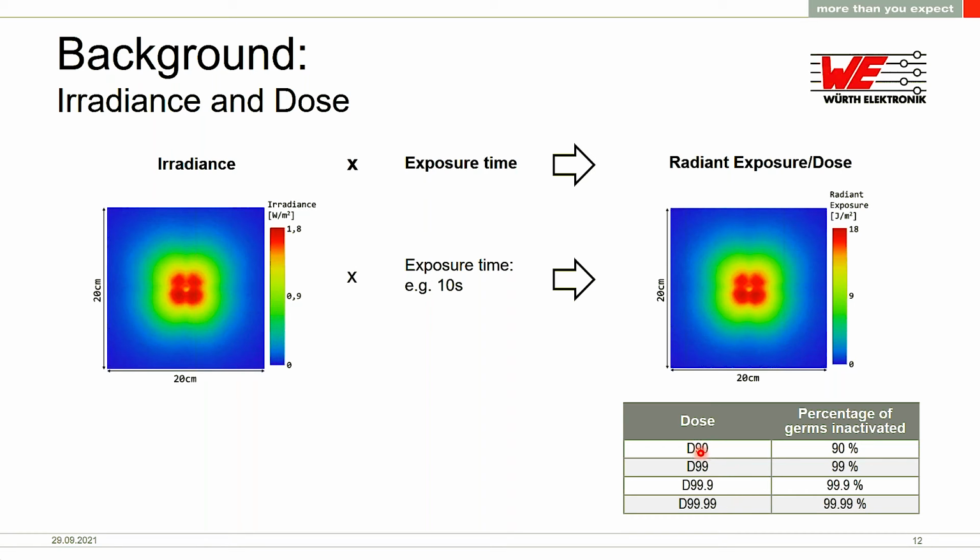And let's have an example. If you have, for example, a D90 dose of 18 joules per square meter, this means that if you get a dose of 18 joules per square meter, which is here in the red area, then in this red area you have like 90% of your germs inactivated.